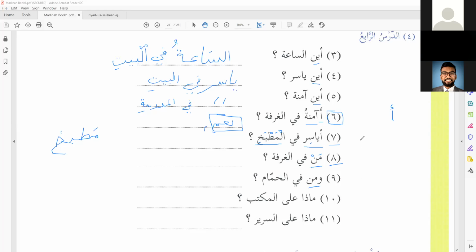That's exactly what this exercise is designed to get you thinking along those lines. Man fil ghurfati. Who is in the room? And as you said, Yasirun fil ghurfati. You answer with Yasir is in the room.